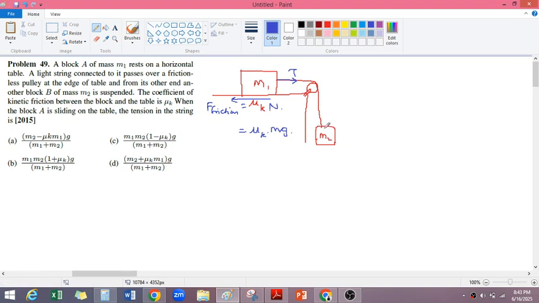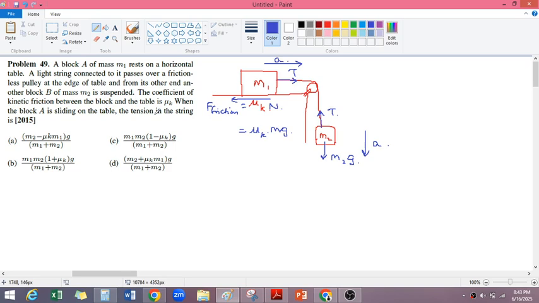Why is this block not falling down? Because somebody is holding it up, and that is your tension in the string. And who is pulling it down? m2 g. So let's say it is sliding down with an acceleration a, which means this will also be sliding with an acceleration a. So two forces here, acceleration, two forces here, acceleration.